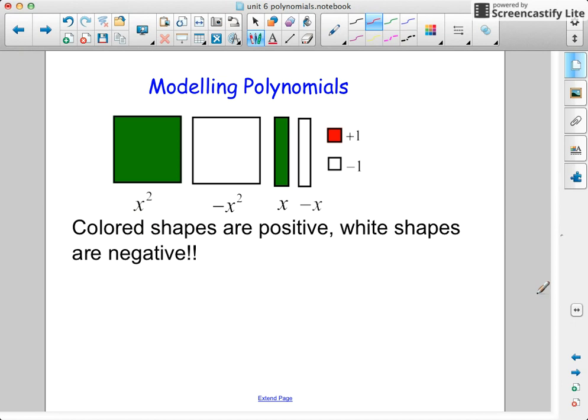We're going to look at one more thing in this video, and that's modeling the polynomial using tiles. Okay, so x squared is a big square because it would be like x times x, so that makes it x squared. A white one's going to be negative x squared. One skinny narrow one is x, and the white is negative x. My constants, or just my numbers, are represented by these little squares. A negative one is white, positive one is red.